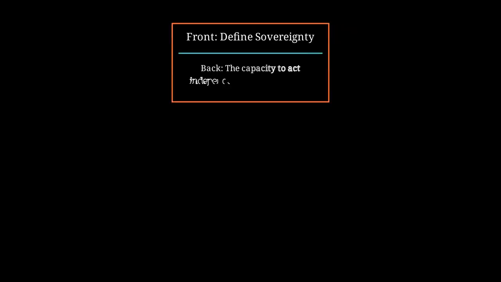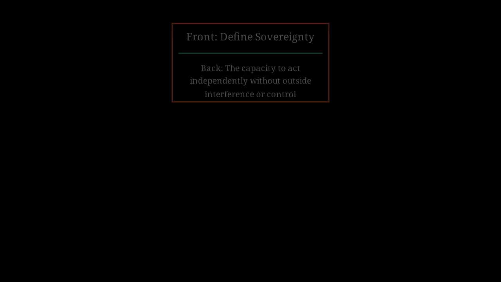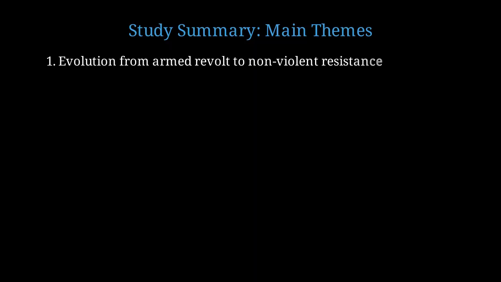10th flashcard. The ultimate goal. Sovereignty is the capacity for a nation to act independently without outside interference, the core goal of independence. Let's summarize the main themes of the Indian national movement. The movement evolved from armed revolt in 1857 to Gandhi's nonviolent civil disobedience strategies.